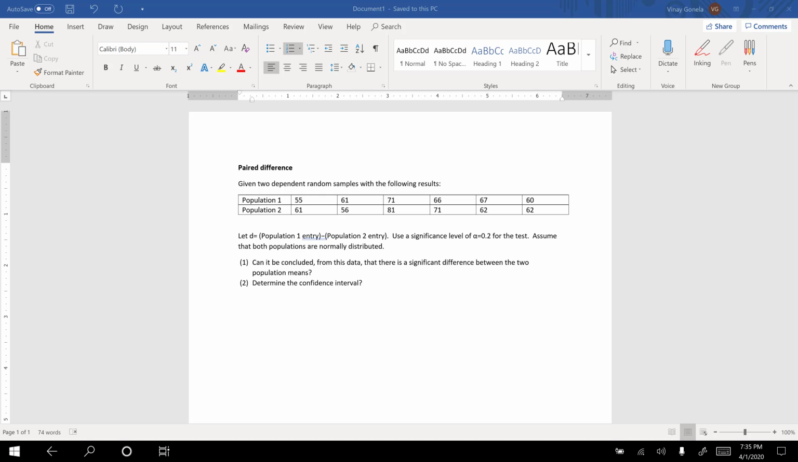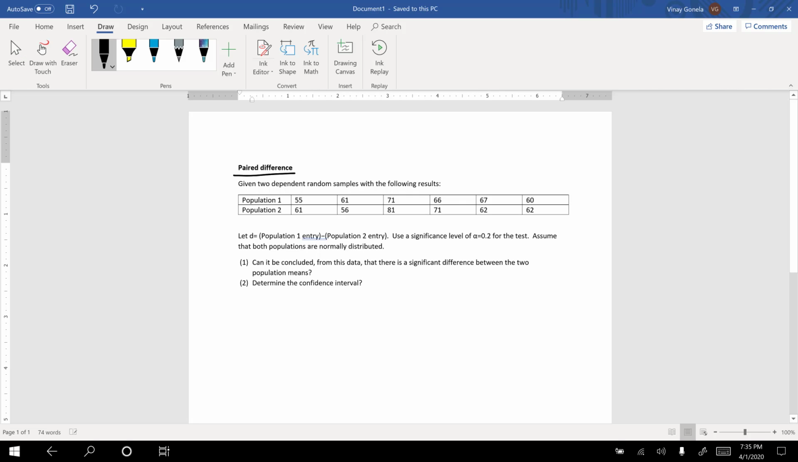Hello class. In this lecture I will be talking about paired difference. I will try to solve a problem on this. This is a Hawk's learning problem. We will see how to solve this.